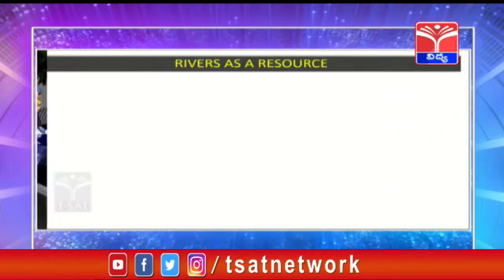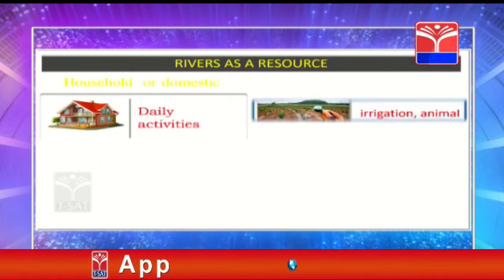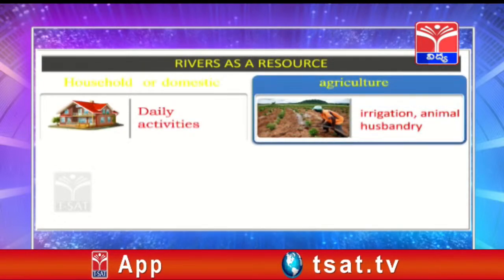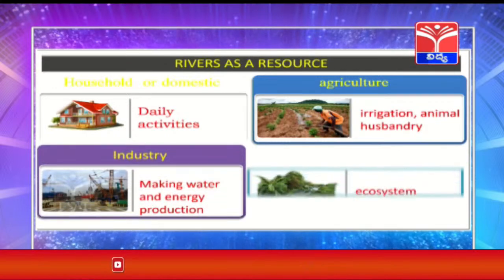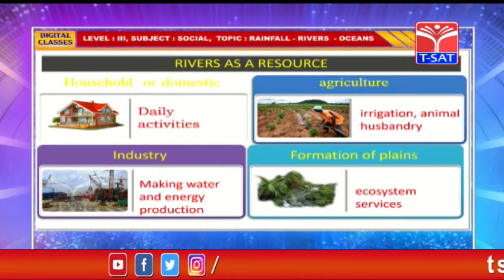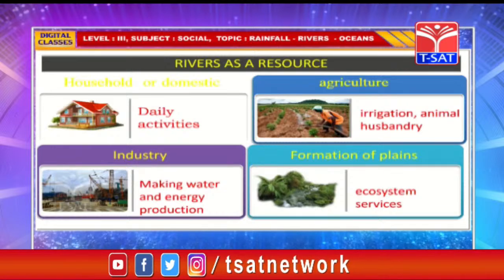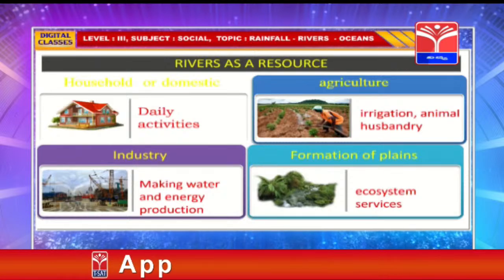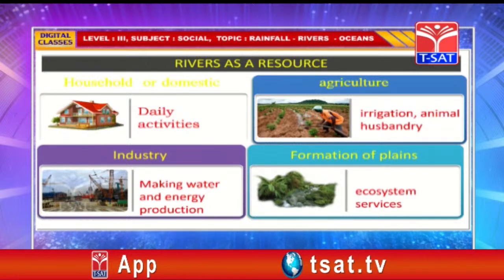Now children, let us learn about rivers as a resource. River water is an important surface water source for homes, that is for our day-to-day activities, for agriculture, that is for irrigation and animal husbandry, and for industry, that is for making goods and energy production. In addition to this, rivers also provide a number of ecosystem services.